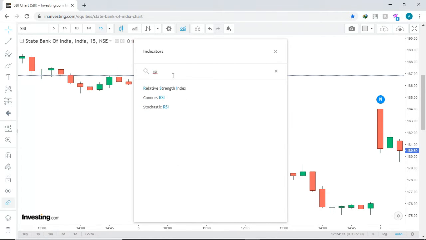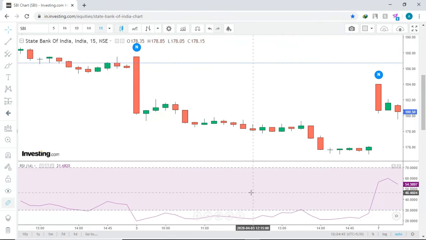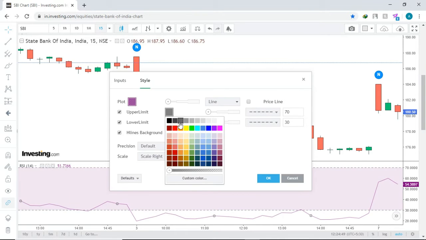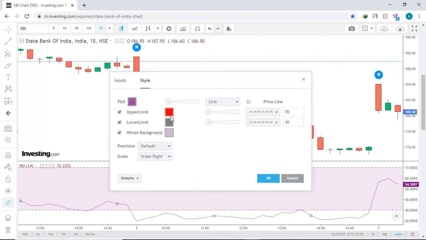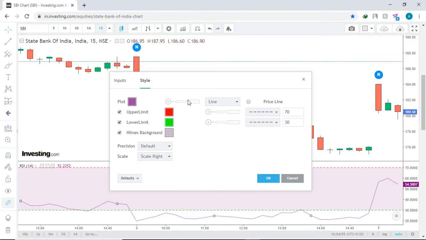Relative Strength Index, this first one. After that you will get a graph formed below like this. To get a clear visualization, you can change it according to your perception. Now I'm going to take the upper limit as red color and the lower limit as green color. The important thing is that 70 is the point where the stock is overbought, and 30 is the point where the stock is oversold. Okay, let's make it a line.